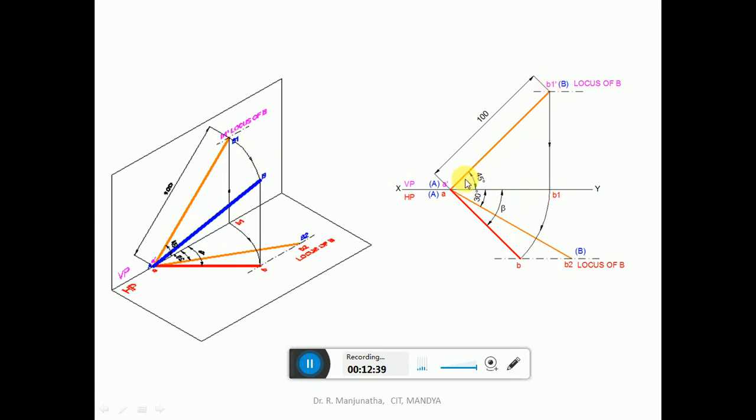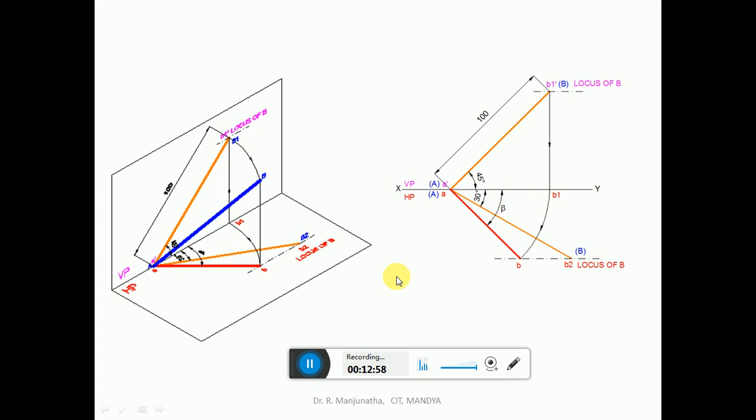So A dash B1 dash is the true length in VP. So obviously that line is parallel to VP. But B1 is in front of VP by this distance. So with A as center and AB1 as the radius, you draw an arc to cut the locus of B in the top view. Then join A to B with a dark line. So you are going to get this beta inclination.